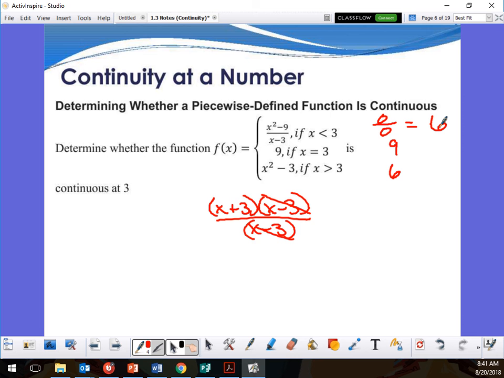So does that mean they are continuous? Do all 3 go to the same number? This one goes to 6, this one goes to 6, but this one goes to 9. So the limit will exist because the left hand and the right hand both go to the same number. But is that number my f of c? No. So let's take a look at that graph again.